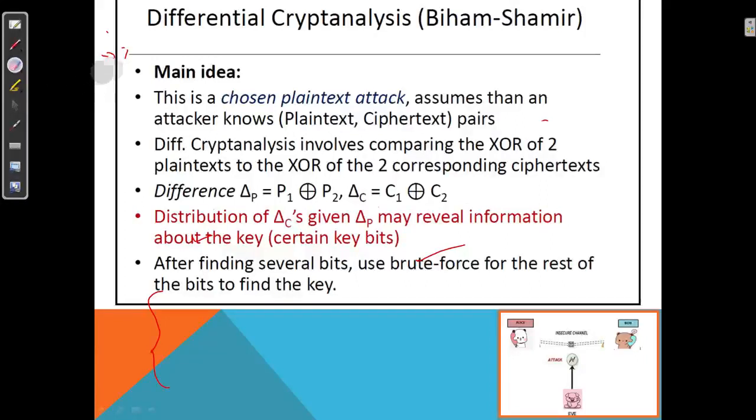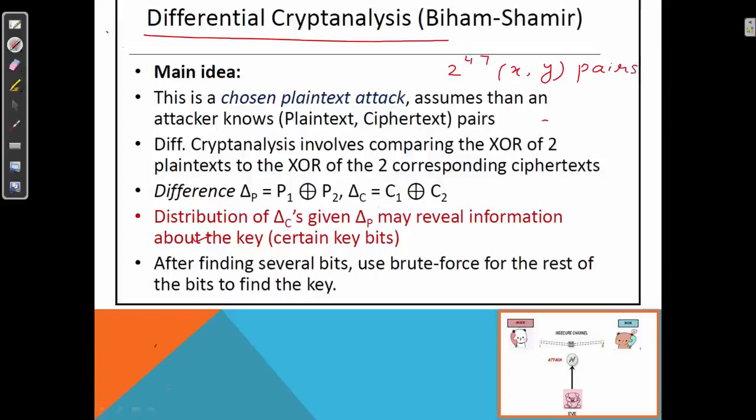These are some analytical methods other than the brute force method. The first one is differential cryptanalysis. Differential cryptanalysis requires 2 raised to the power 47 XY pairs. It is a known plaintext attack. 2 raised to the power 47 XY pairs means X is plaintext and Y is ciphertext. If we know 2 raised to the power 47 XY pairs for the same key K, practically it is very hard. But if we know this, then we can do this.